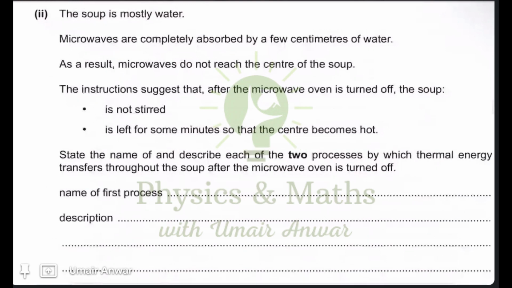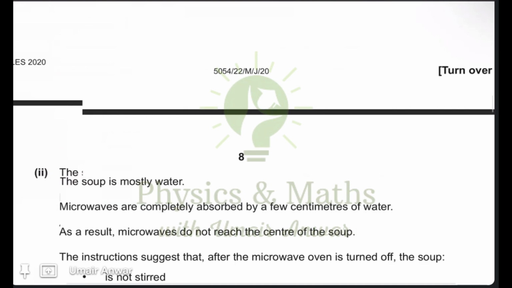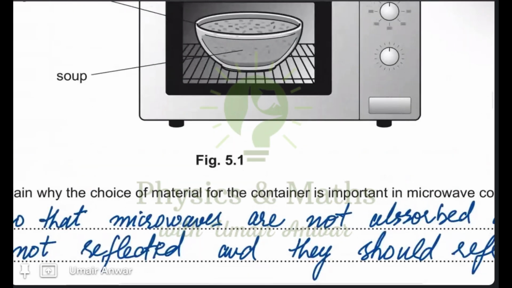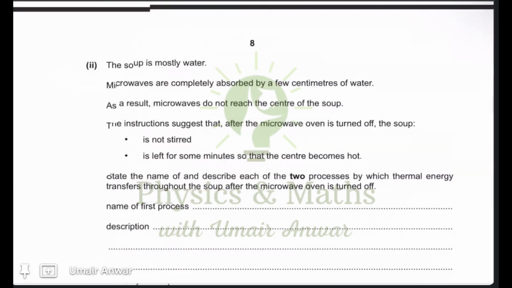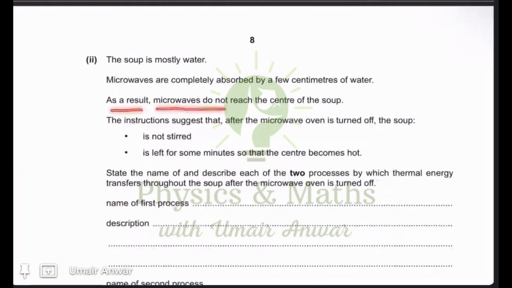The soup is mostly water. Microwaves are completely absorbed by a few centimeters of water. As a result, microwaves do not reach the center of the soup. Initially, whatever material is present near the glass or near the surface completely absorbs the microwaves, and the microwaves themselves are not able to reach the central portion of the soup.